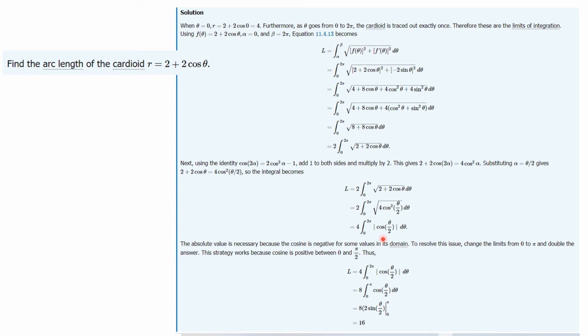When we take into account the signs and do the calculation, this is a pretty easy integral. You should get 16. You should check these details for yourself.